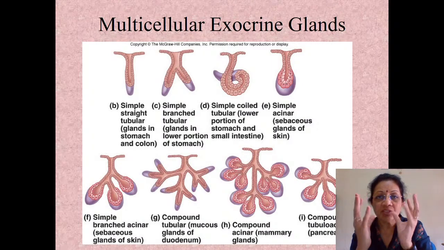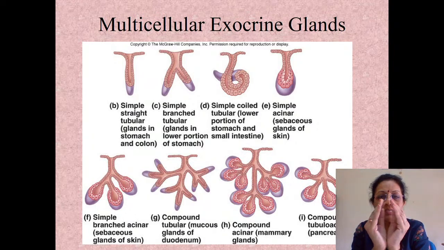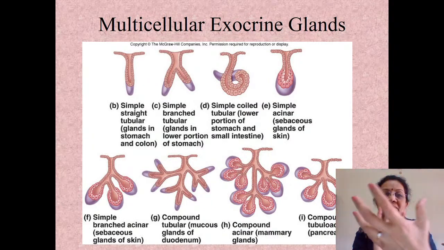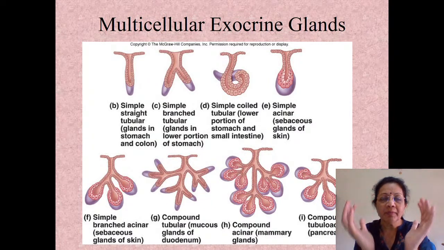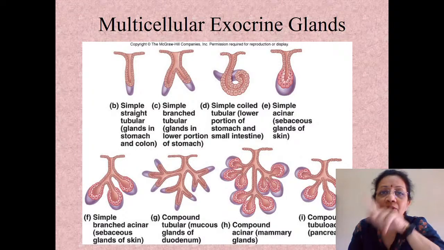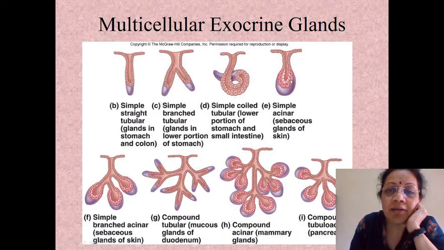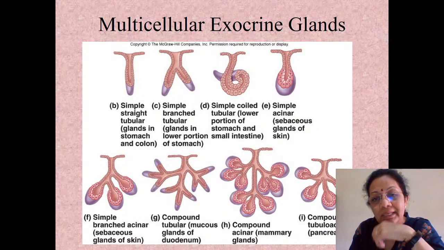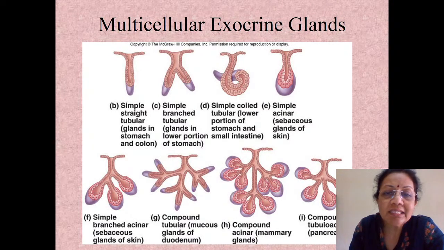So if you look at each one, a three-dimensional cell is like a wedge. The bottom is wide and it has an apex towards the lumen. And all these wedge-shaped cells together form this acinus shape of that gland. But it is simple because it is only a single sheet of cells. Simple acinar gland. The classic example of that is the oil-secreting glands in your skin, sebaceous glands.